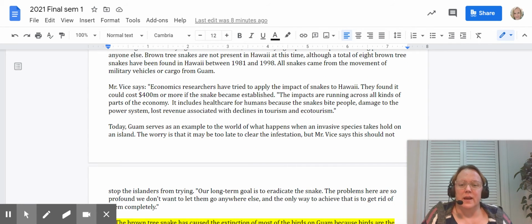Mr. Weiss says, "Economics researchers have tried to apply the impact of snakes to Hawaii. They found it could cost $400 million or more if the snake became established. The impacts are running across all kinds of parts of the economy. It includes healthcare for humans because the snakes bite people, damage to the power system, lost revenue associated with declines in tourism and ecotourism."